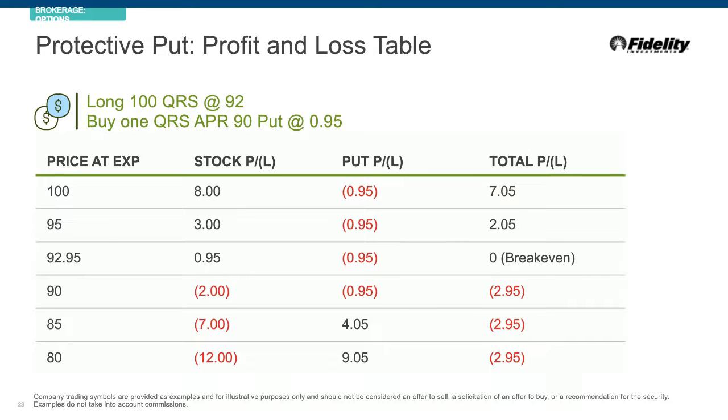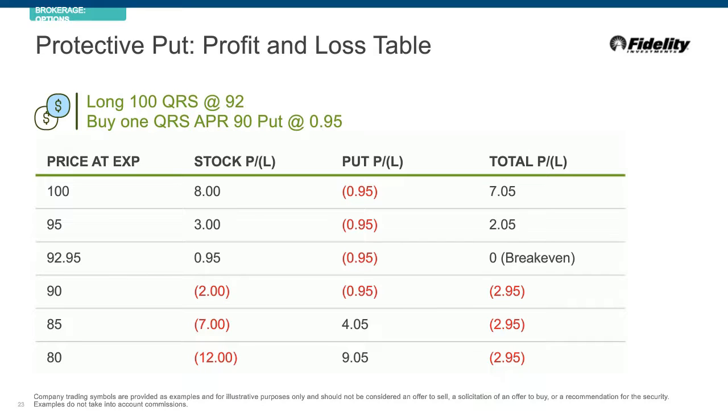Now, you'll notice at a price point equal to or below the strike price of the option, so that's that $90, our loss is $2.95 per share. And let's think about how we got there. So at $90, the stock has fallen $2, from $92 to $90. That's our $2 loss on the stock. And our option isn't worth anything at expiration if the stock's at 90. There's no value to selling the shares at 90 if we can go out and do so in the market. And so our loss on the put contract is total, the whole 95 cents.